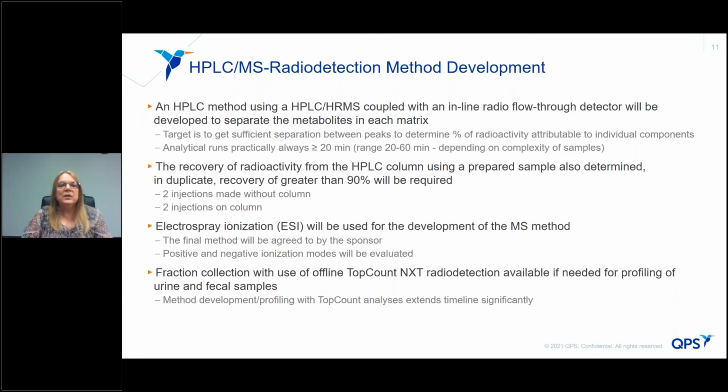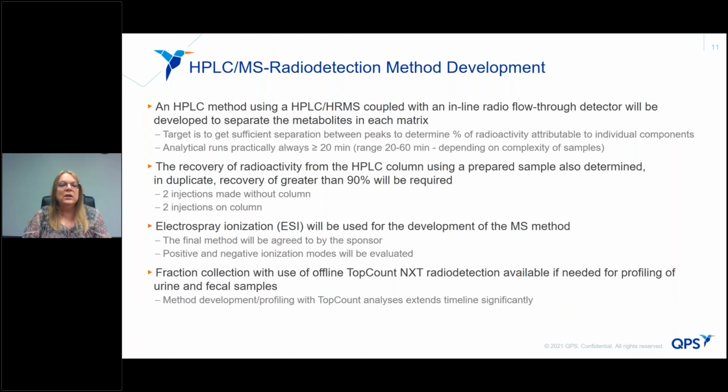The recovery of the radioactivity from the column is also determined. That's determined in duplicate, and a recovery of greater than 90% is also required. So when we do that, we do 2 injections without the column and collect that, and 2 injections on the column and collect those samples, and those samples are compared on a liquid scintillation counter. The final method is shown to the sponsor with the radiochromatogram so they can see what our separation looks like, and it's agreed to by the sponsor.